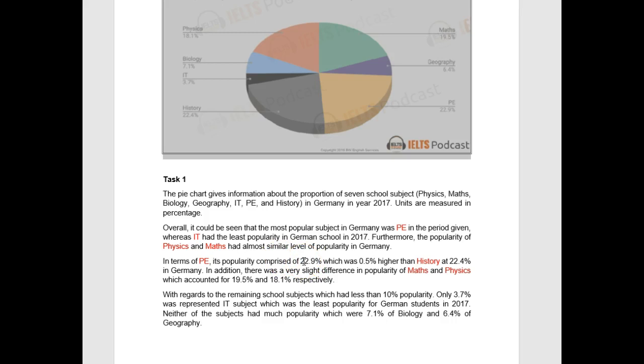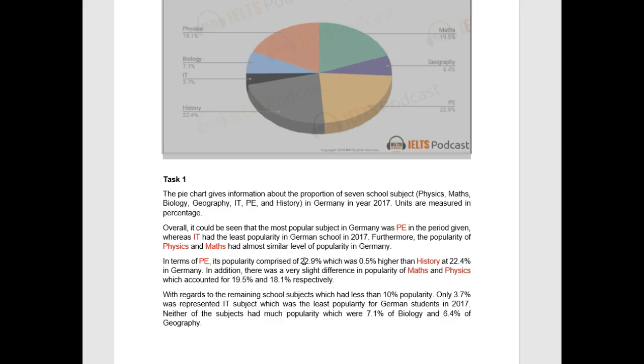22.9%, which was 0.5% higher than history. Let's see, why are we talking about PE? Okay, fine. Which was 0.5% higher than history at 22.4% in Germany. In addition, there was a very slight difference in popularity of maths and physics, which accounted for 19.5 and 18.1.